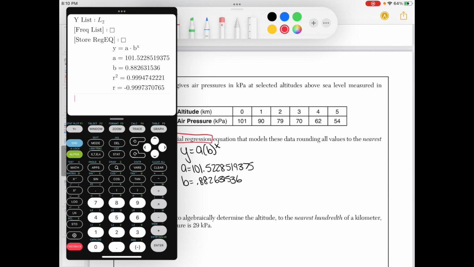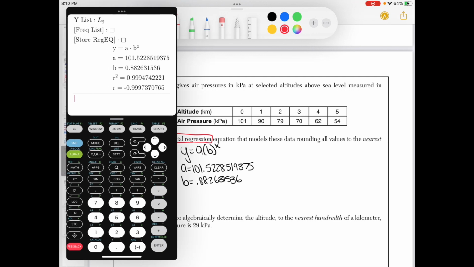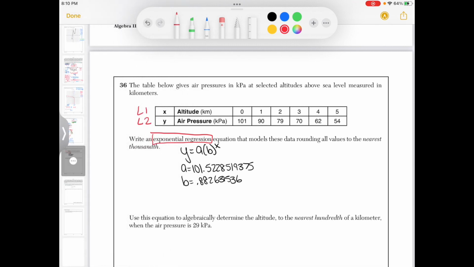If you copy R, there's no harm. You just need to know that it has nothing to do with your exponential regression equation. It tells you the strength of the data. So an R value of negative 0.999 is a very strong exponential relationship. But again, not super relevant to this question. It just wants the equation.